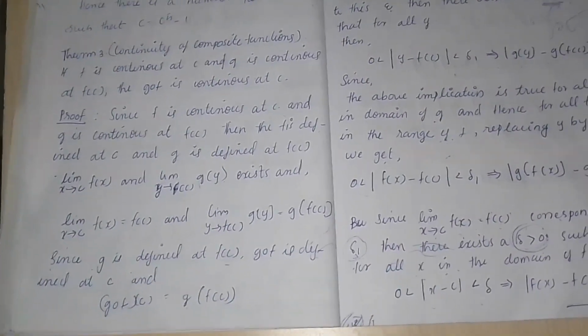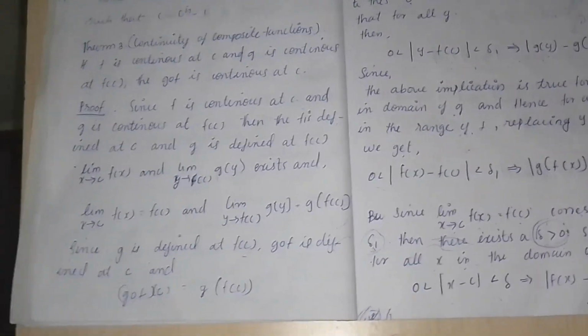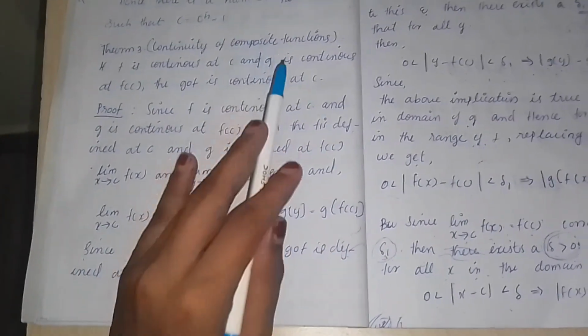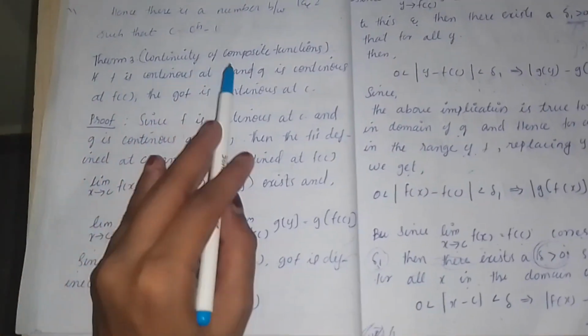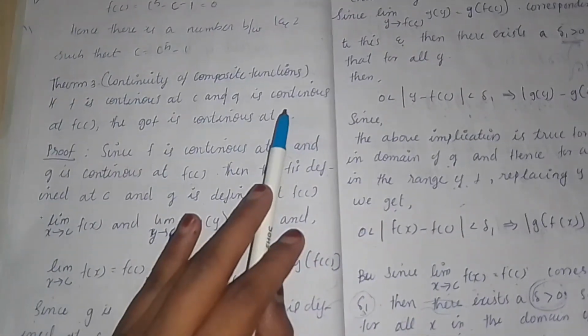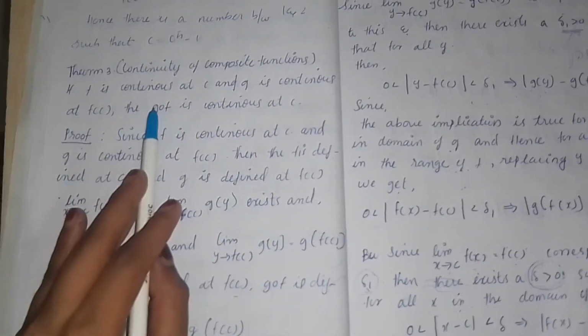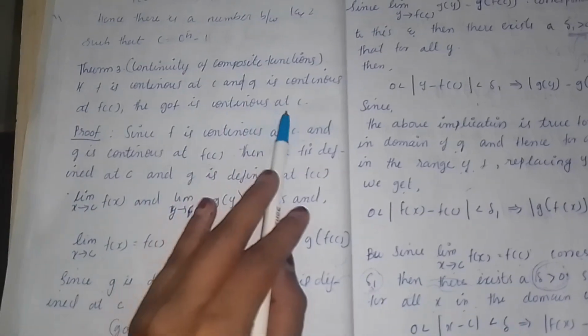Today I am talking about the theorem on continuity of composite functions in the chapter limits and continuity. This theorem says that if f is continuous at c and g is continuous at f(c), then the composition g∘f is continuous at c.